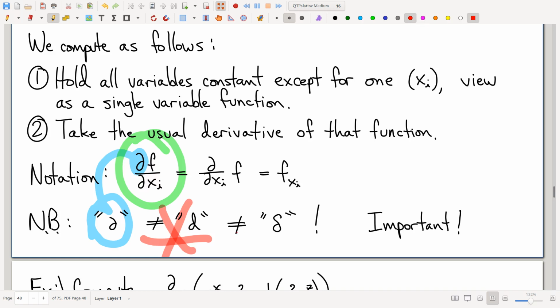Also, very importantly, it's not the lowercase Greek letter delta, and again, that's not an acceptable substitute, so don't do that either.